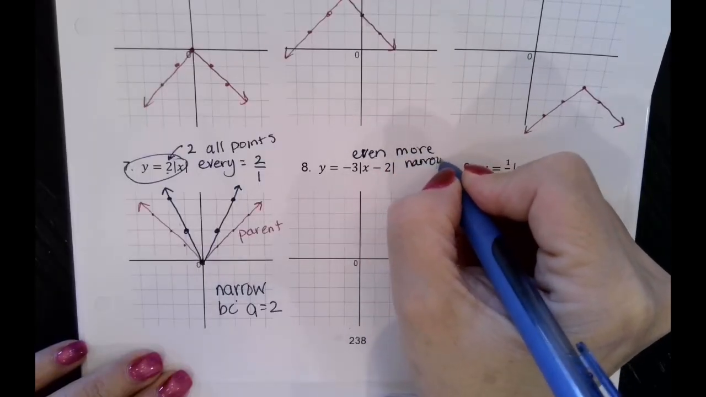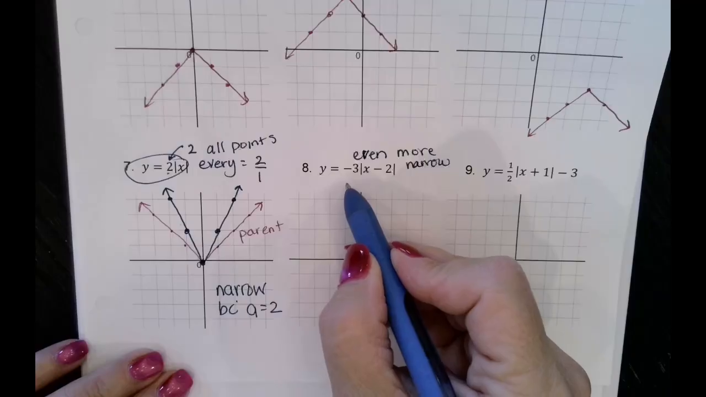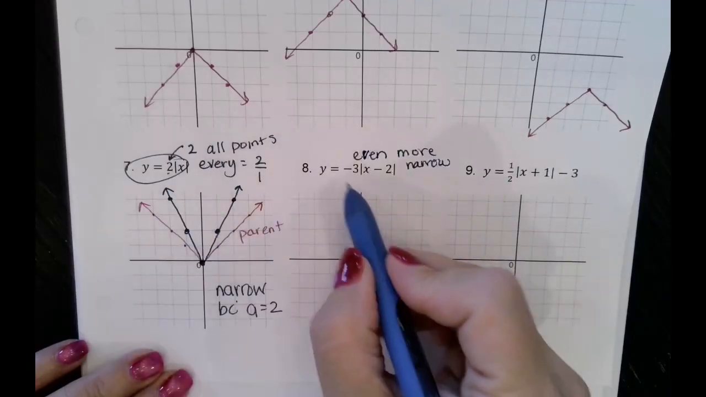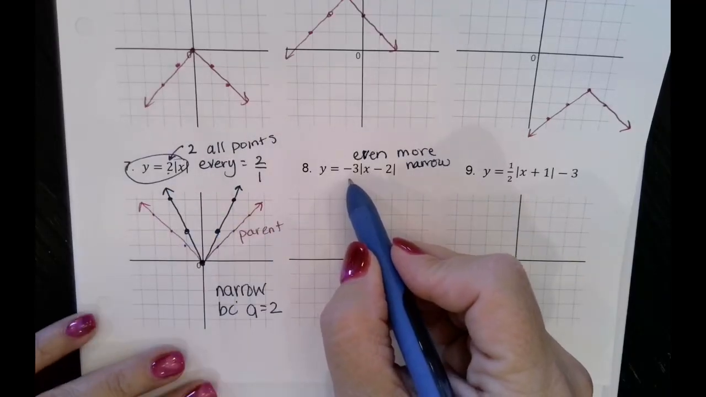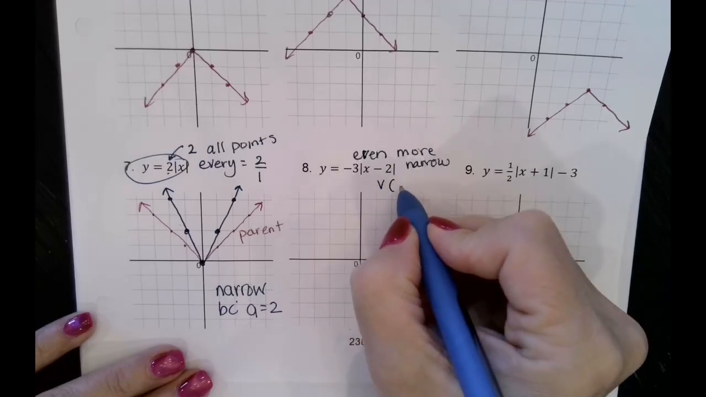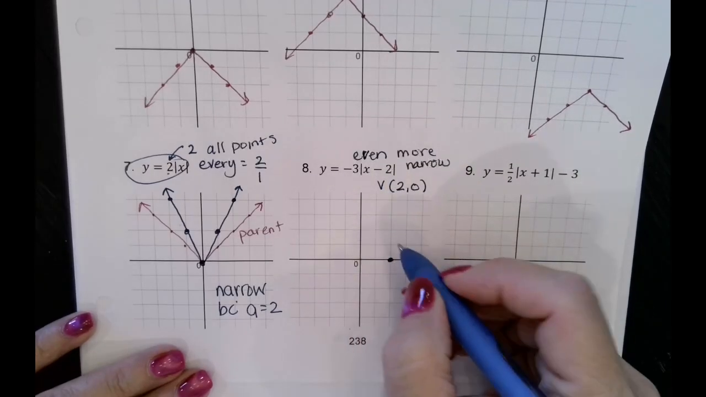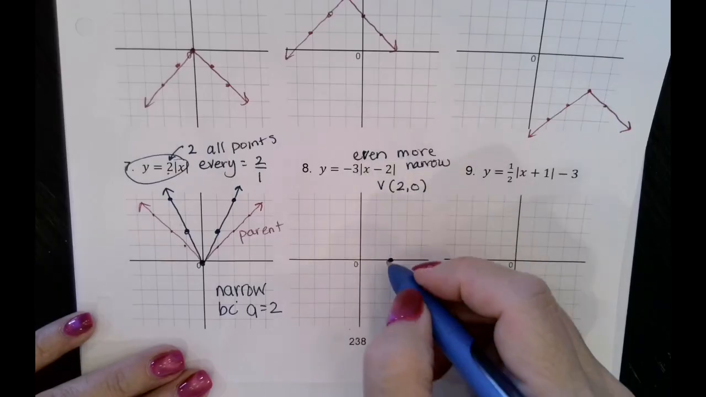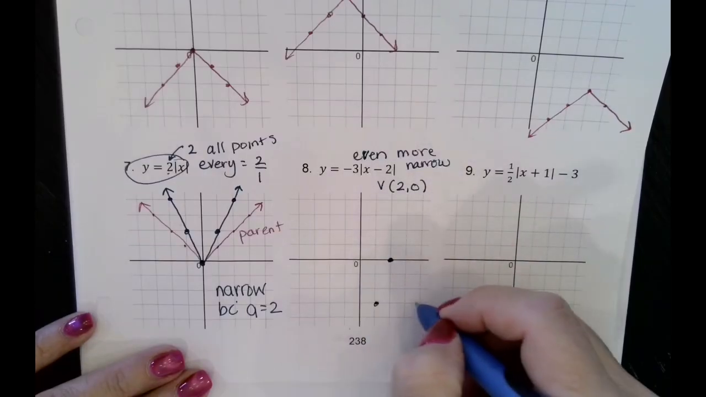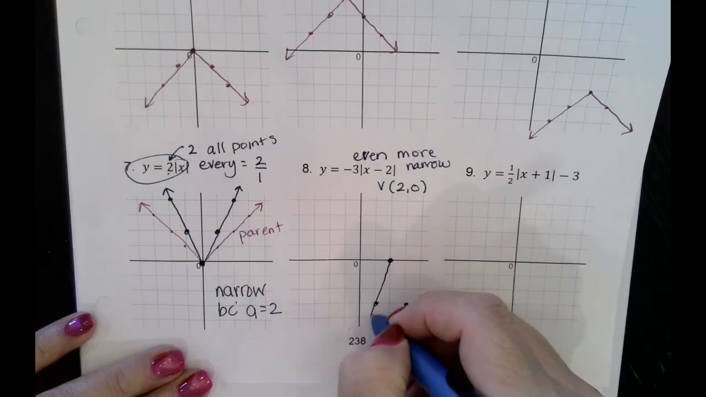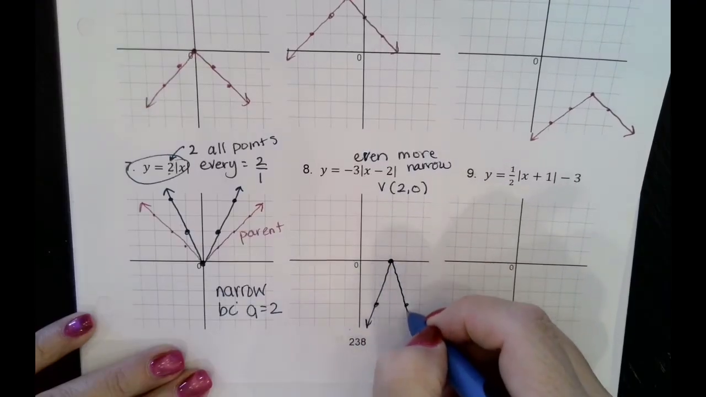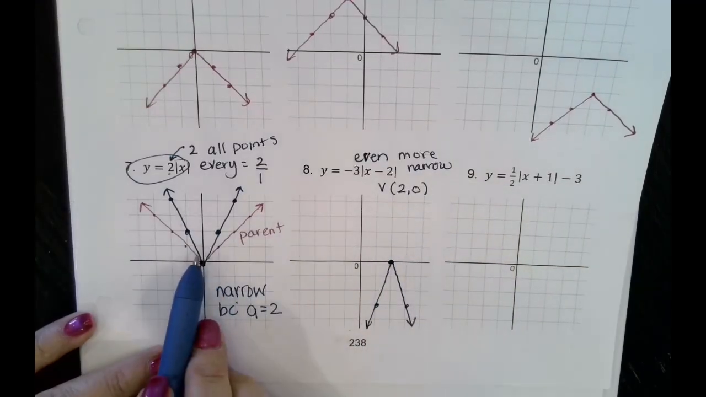So knowing that, this is going to be even more narrow, because this is a value of 3 versus 2. Now we see that it's also opening down. So my vertex here happens at 2, 0. So I go over here to 2, 0. And now I go down 3, 1, 2, 3, and over 1. So this is going to be even more narrow than this value of 2.